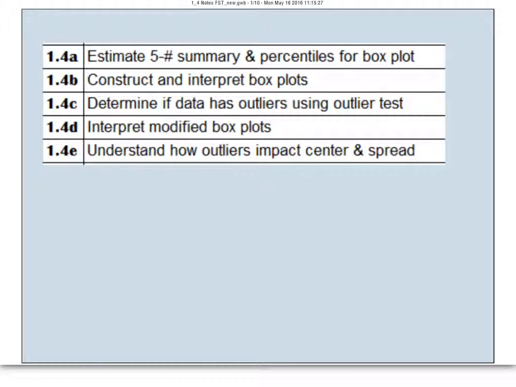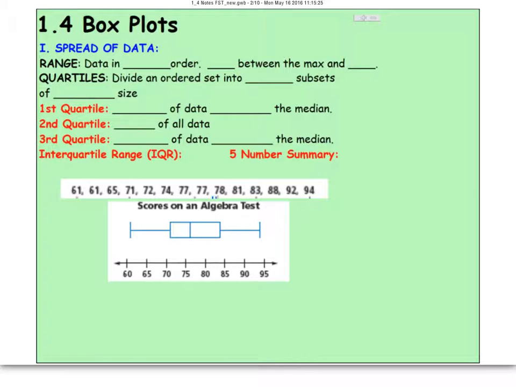In Learning Objective 1.4a, I'm going to show you how to estimate a 5-number summary and the percentiles for a box plot. Let's start with box plots and talk about the vocabulary related to that. One of the words you're going to want to remember is range. To find the range, you put the data in increasing order, and once you have that, you look for the difference between the maximum and the minimum.